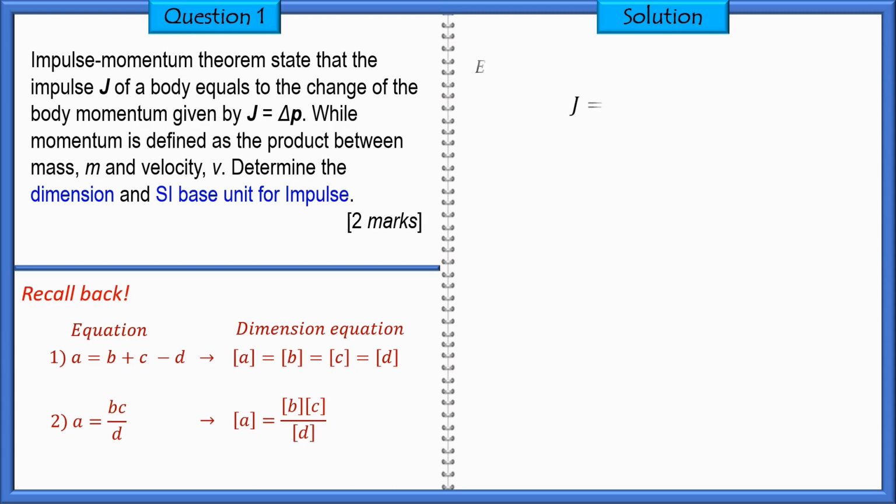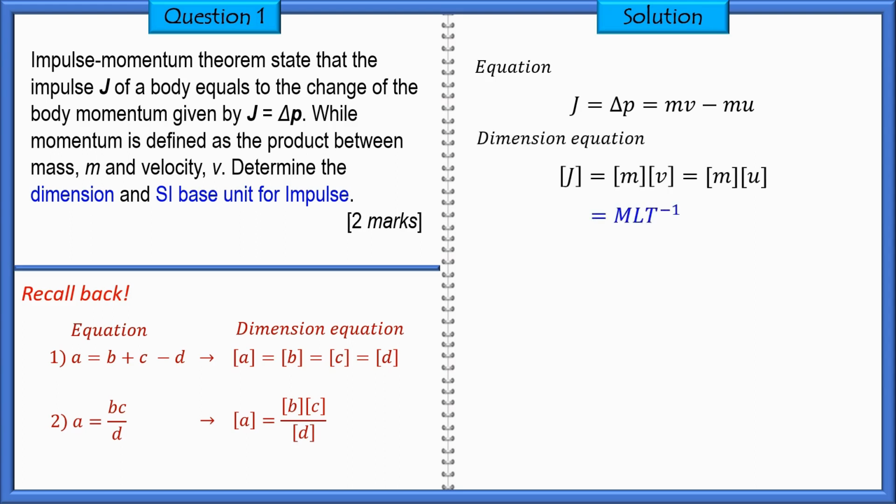Because of that, referring to question number 1, we have the equation of impulse-momentum theorem, which is J is equal to delta P equal to mv minus mu. When we want to write down the dimension equation, you can write down that the dimension for impulse is equal to dimension of m times dimension of v minus dimension of m times dimension of u. Because of that, the dimension for m is capital letter M, dimension of v is LT minus 1. So we get the dimension for impulse MLT minus 1.